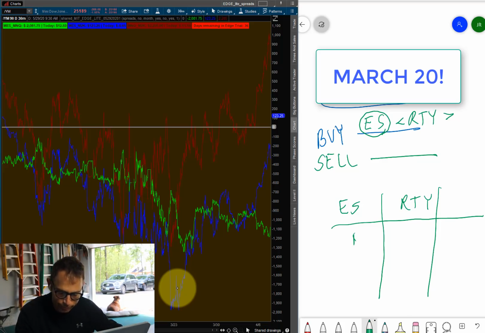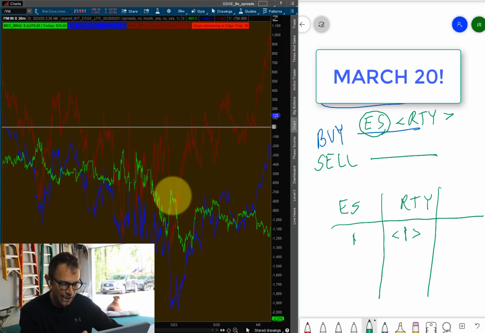So the Russell, I am charting one Russell. You always want to trade exactly what you're charting. You can't chart 1 by 2 and then trade 1 by 1. That doesn't work. So S&P, Russell, we're buying one and selling one. And then the green line is going to be S&P against NQ. So the green line, we're going to sell one S&P and buy one NASDAQ.